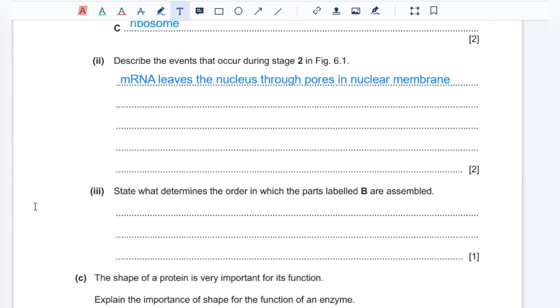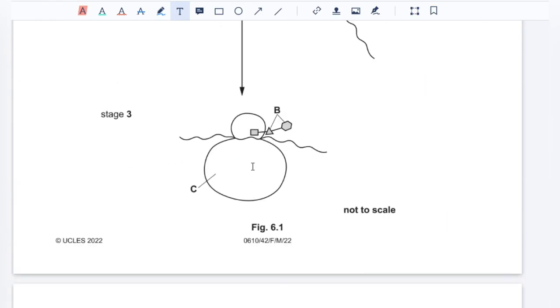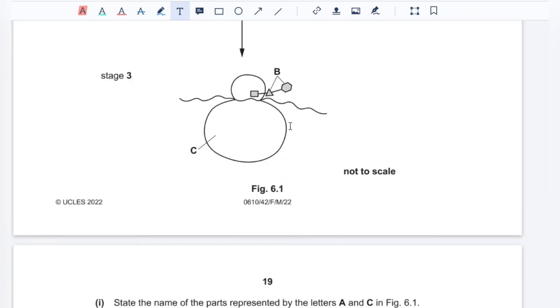3. State what determines the order in which the parts labeled B are assembled. Here we've got step 3 where B, or amino acids, are being assembled. So the question is asking you what determines the sequence of amino acids in a polypeptide or in a protein. This sequence is determined by the codon on mRNA, which is a triplet or 3 bases on the mRNA, since each codon codes for a single amino acid. Hence, the sequence of bases on the mRNA or the codon will code for the sequence of amino acids in a polypeptide or protein.